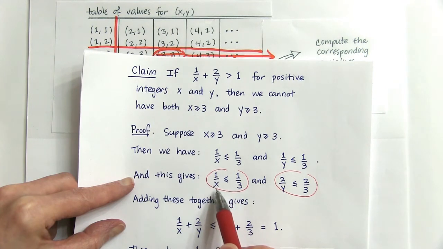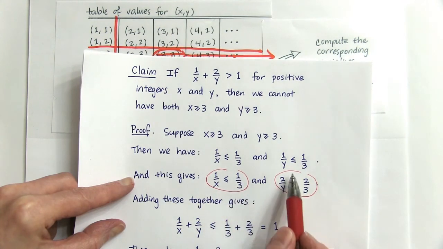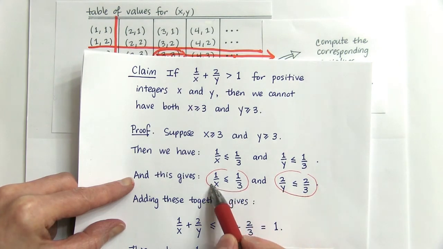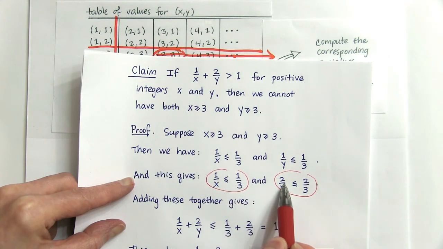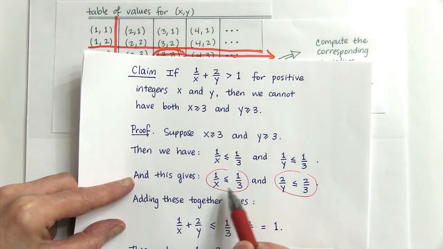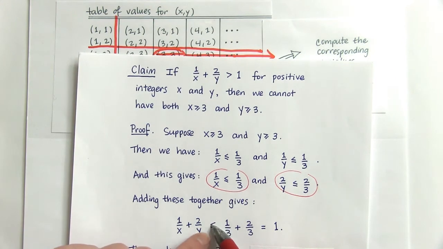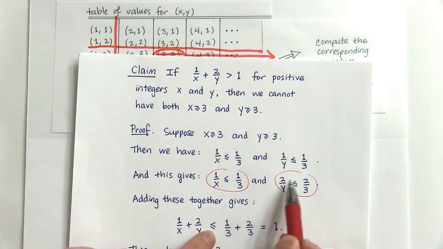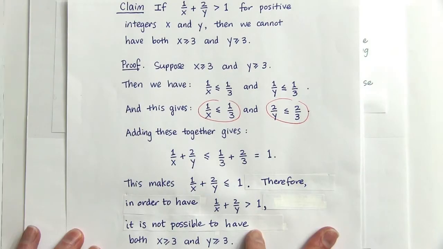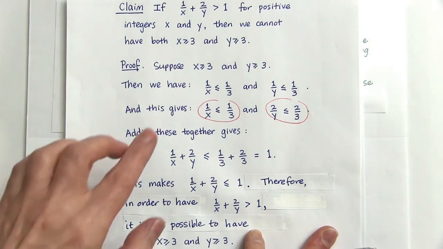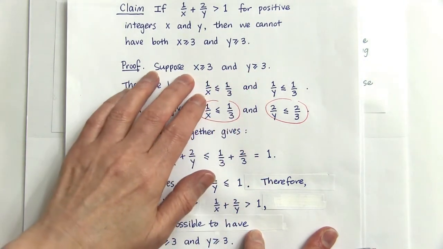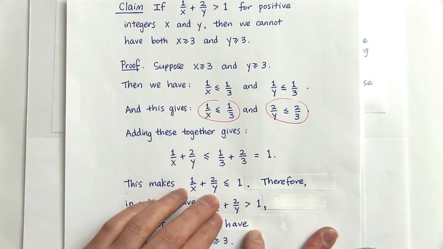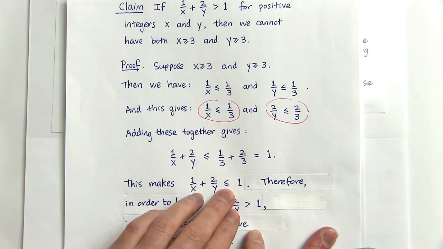So if 1 over x is less than or equal to 1 over 3, and 2 over y is less than or equal to 2 over 3, adding the left-hand sides of each of these inequalities gives me 1 over x plus 2 over y, and that has to be less than or equal to the sum of the right-hand sides of these inequalities, 1 over 3 plus 2 over 3. So we have established that if both x and y are greater than or equal to 3, then 1 over x plus 2 over y must be less than or equal to 1.